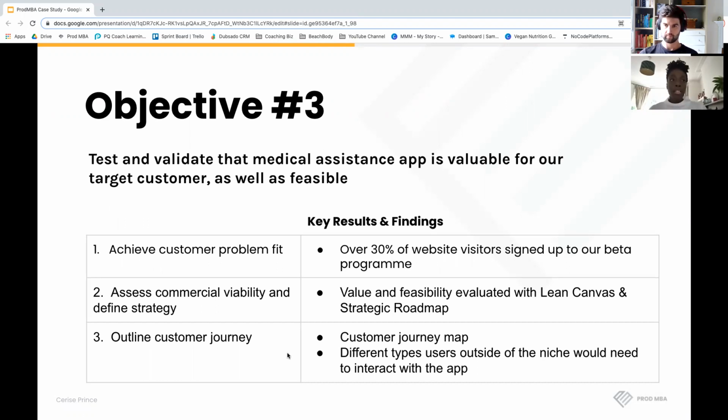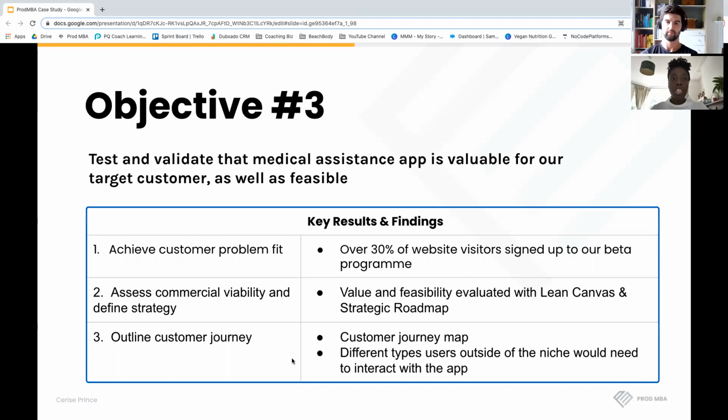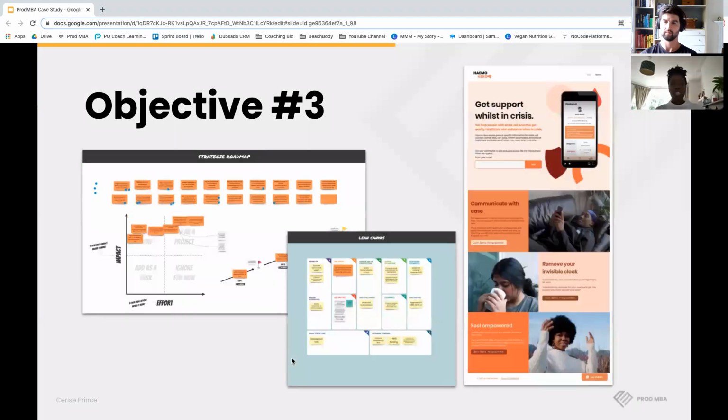I was able to think more about the strategy and long-term considerations for how this would be a viable business through the lean canvas, which was quite helpful to think about. And also in sort of outlining the customer journey. This was an area I struggled on actually.